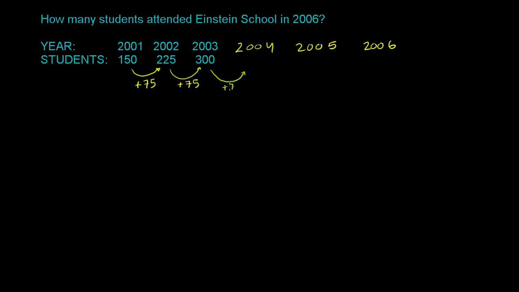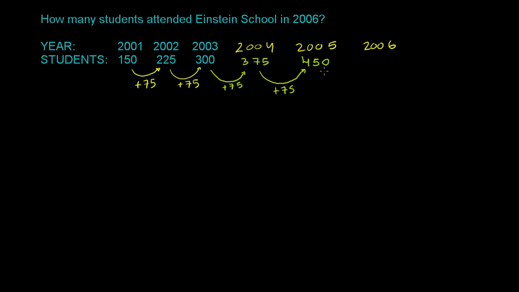Let's add another 75 to the 300 in 2003, and we'll get 375 in 2004. If we assume the pattern continues, let's add another 75. And then what will that give us? That'll give us 450 students in 2005 if we assume the pattern continues.